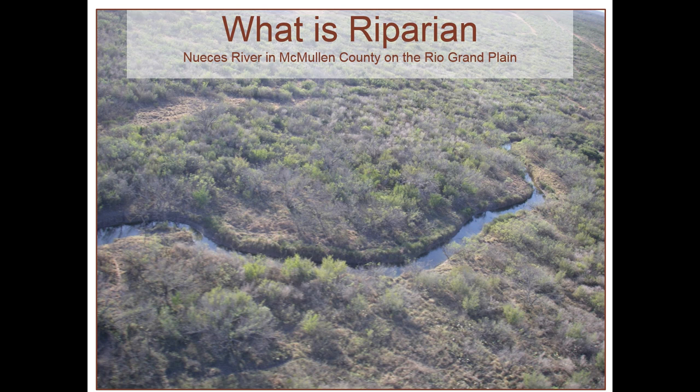In this flatter country, streams can become braided with multiple channels. The riparian area along the Nueces in McMullen County, near Tilden, is most easily identified by the presence of flood debris as evidence of recent flooding or inundation.